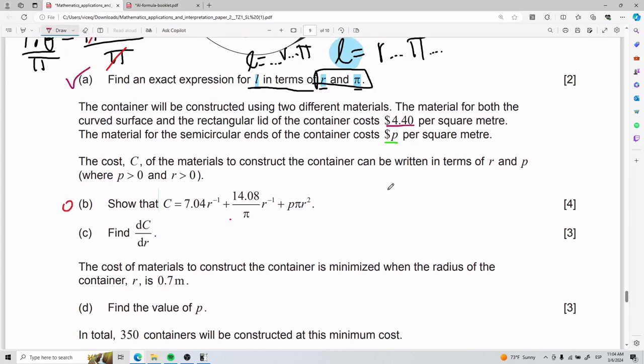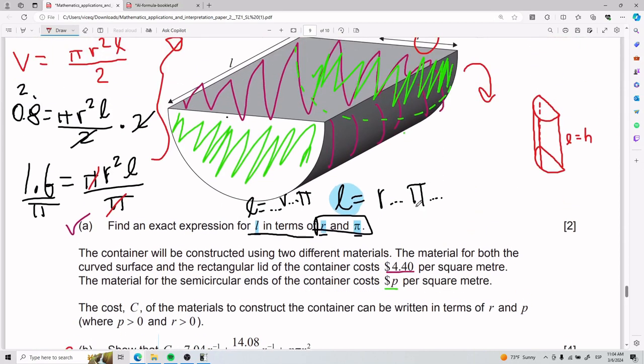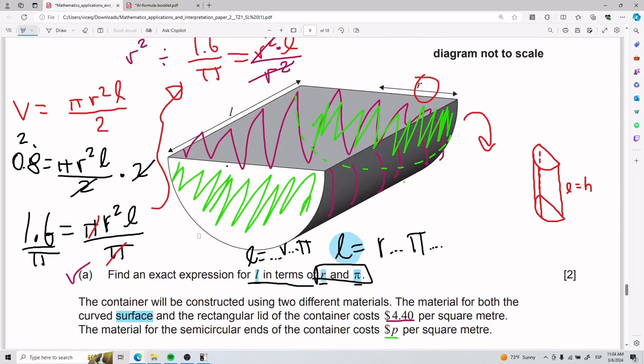So, we have to find a way to express the cost. Now, keywords. Because we're talking about a surface, we are talking about surface area. Think about it this way: take this shape, dip it in chocolate, and see all the ways in which the chocolate covers it. That is all the surface area you need to account for.